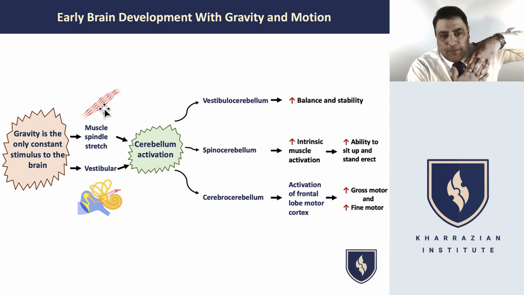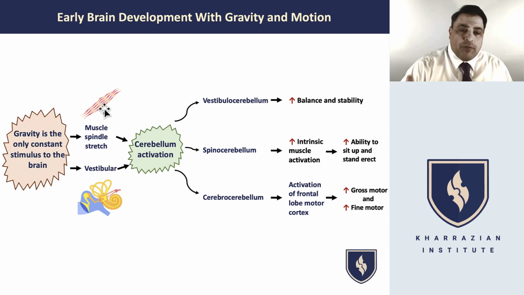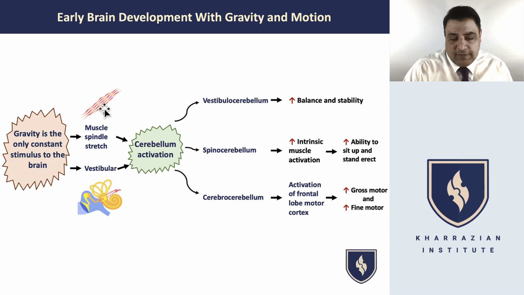And as these gravitational forces stretch these muscle spindle reflexes, we get proprioceptive input that goes through what are called spinocerebellar pathways, from the spine to the cerebellum, hence the name spinocerebellar pathways, and they start also activating the cerebellum. And head movement and head motion go through vestibular nuclei in the brainstem and then project into the cerebellum.